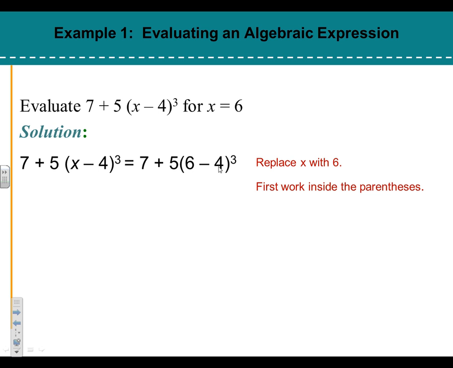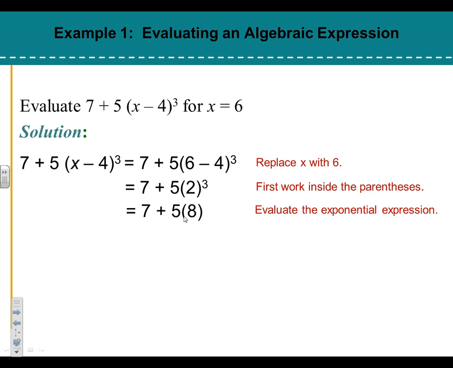You work from the inside out, so I'm going to simplify inside the parentheses. 6 minus 4 is 2. Then I'm going to evaluate the exponential expression. 2 to the third power is 8. And then I'm going to do my multiplication, multiply 5 times 8 to get 40, and then simplify and add to get 47 as my final answer.